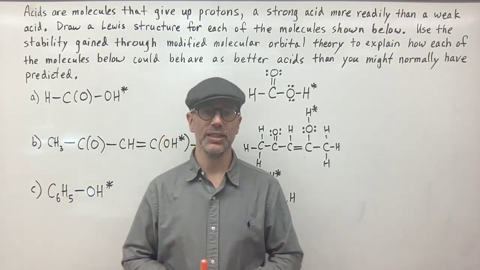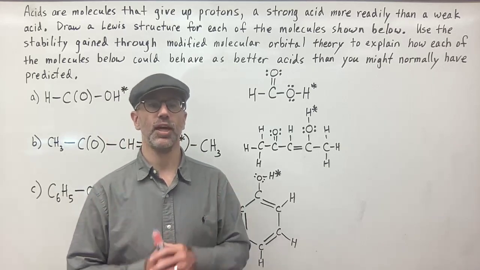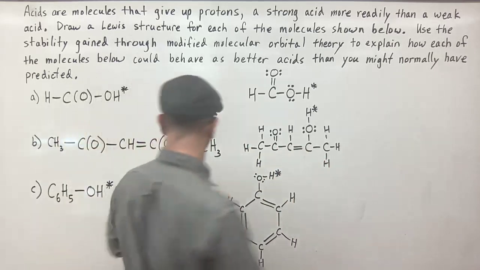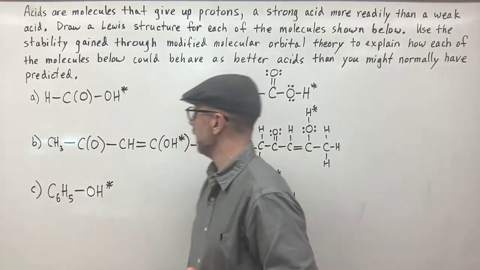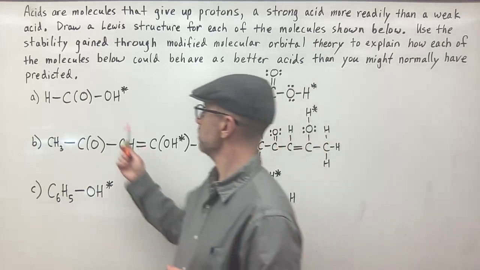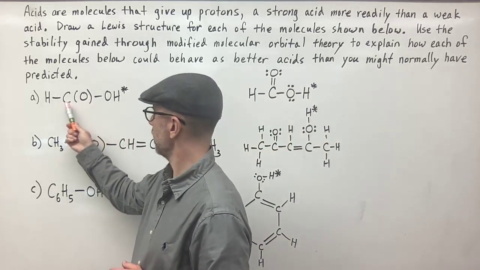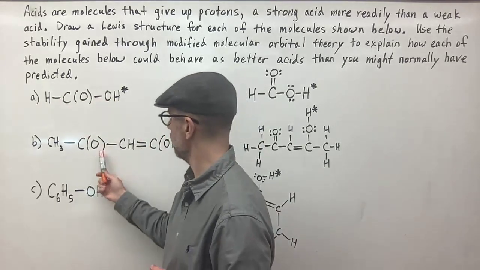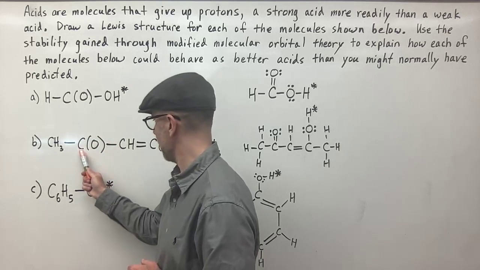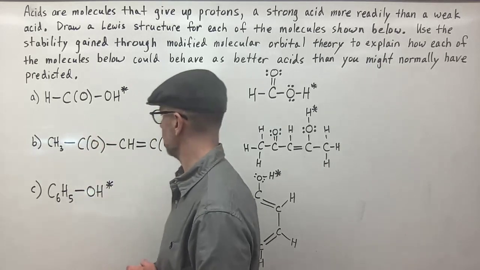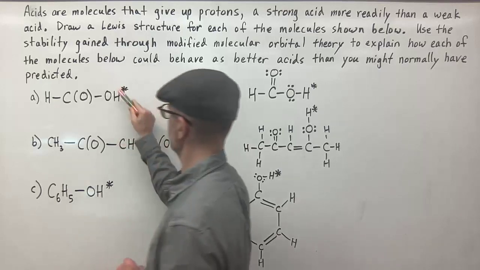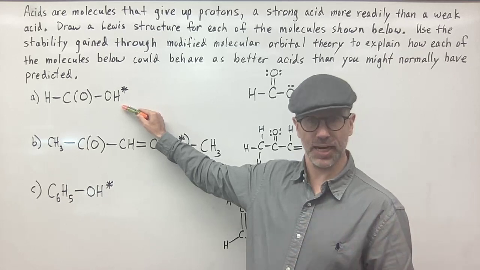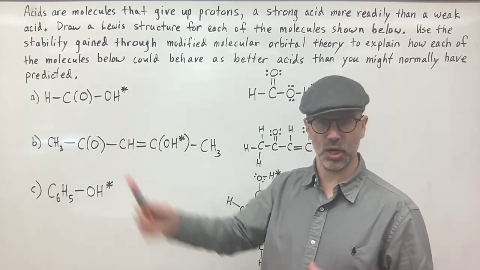Okay, so let's start with the molecules, of course. So here we have our molecules, and they want us to draw the Lewis dot structure. This oxygen is double bonded to this carbon. This oxygen is bonded to the carbon, so that's what this means here. Same thing here. This carbon is bonded to that carbon, and the oxygen is bonded to the carbon. And the asterisk here is indicating which hydrogen is the acidic hydrogen, which one's going to be taken off.